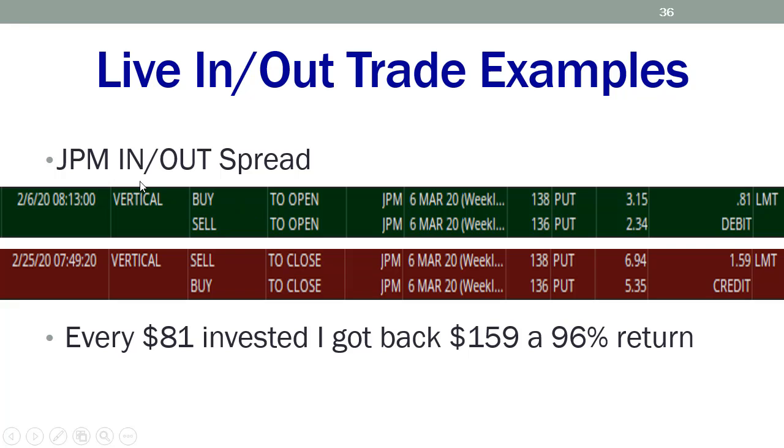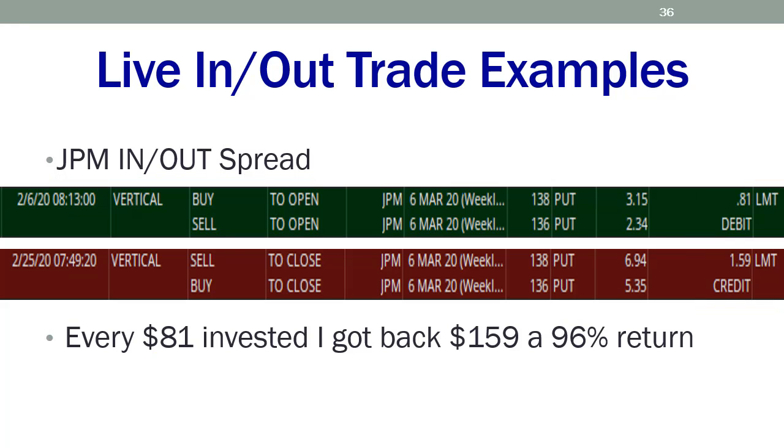Okay. JP Morgan. This is a JP Morgan in-out spread. What did I do inside of JP Morgan? All right. Same thing. Okay. Same time frame. February 6th. When did I get out? 25th. Two days ago. Every 81 cents that I risked, I made what? $1.59. It's $81 invested. I got back $159.